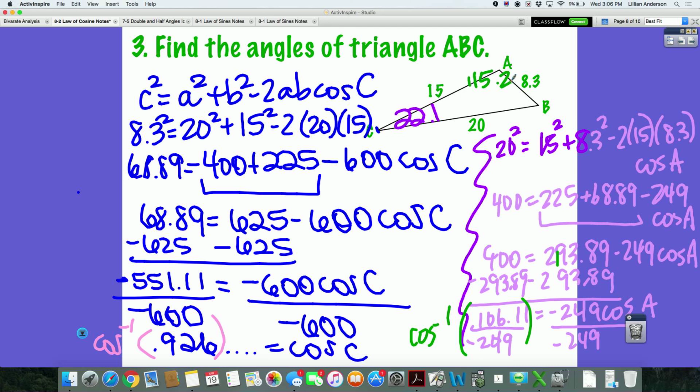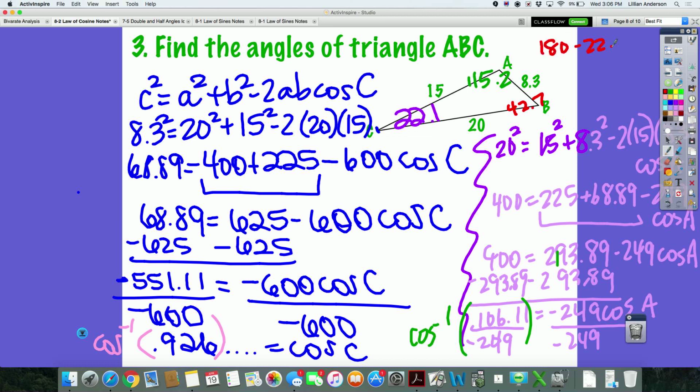And then last but not least, we can add those two angles up and subtract it from 180, and we'll get 42.7. So that's 180 minus 22.1. So yes, it is a little bit of a longer process, but you avoid any potential issues that could come up.